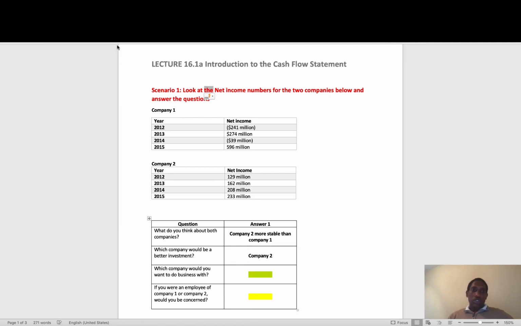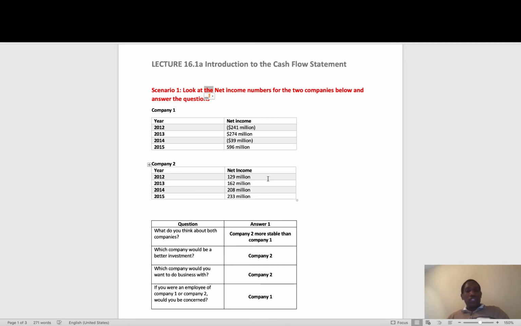Which one would you do business with? Of course, Company 2. If you had a choice to do business with one of these, which one? And if you were an employee of Company 1 or 2, would you be concerned? Well, you would be concerned if you were an employee of Company 1, because of the fluctuating earnings. And if you got an offer from Company 2, you may decide, you know what, let me move from Company 1 to Company 2. So when we look at the net income numbers for these companies, this is what we show.